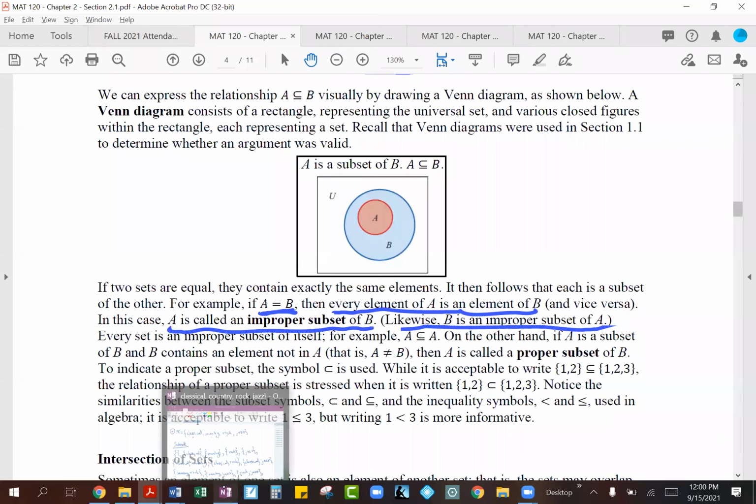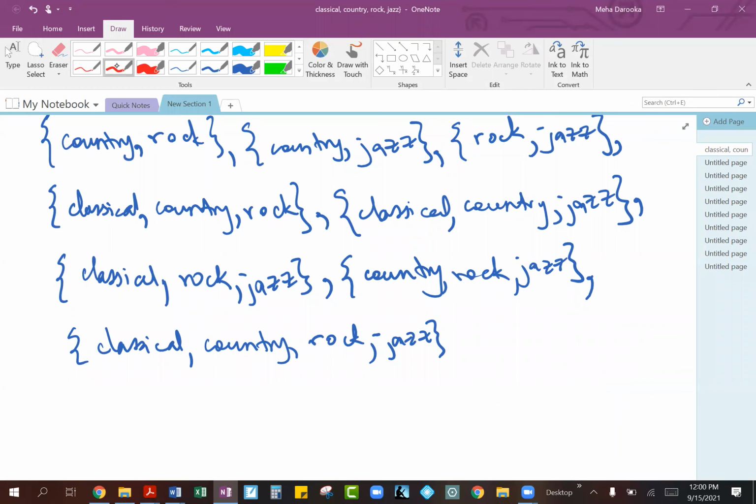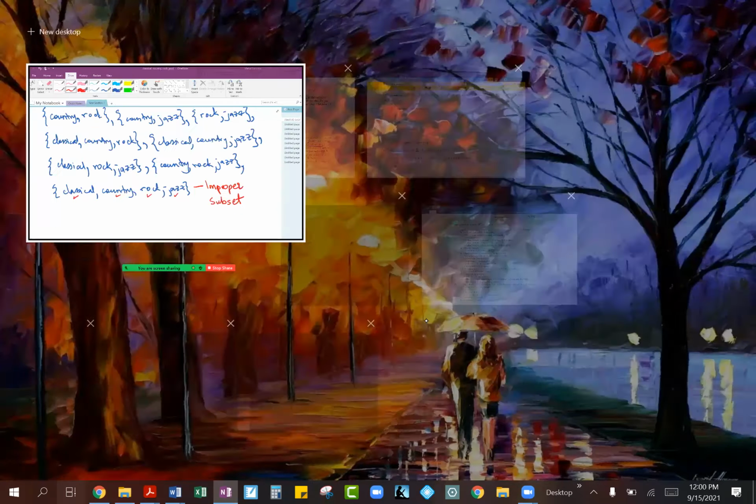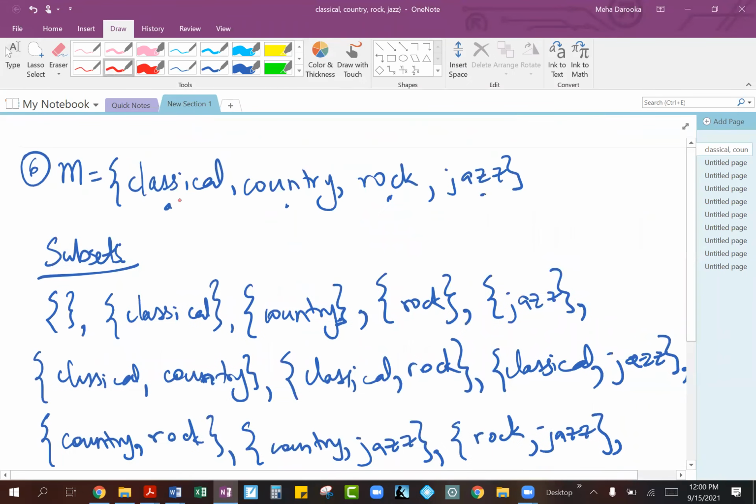So in our example that we just did over here, this last one that we looked at, the classical, country, rock, and jazz, where all 4 of these are together, this one here would be an improper subset, because all the elements that are in this set are also in our original set, right? So that's your improper subset.